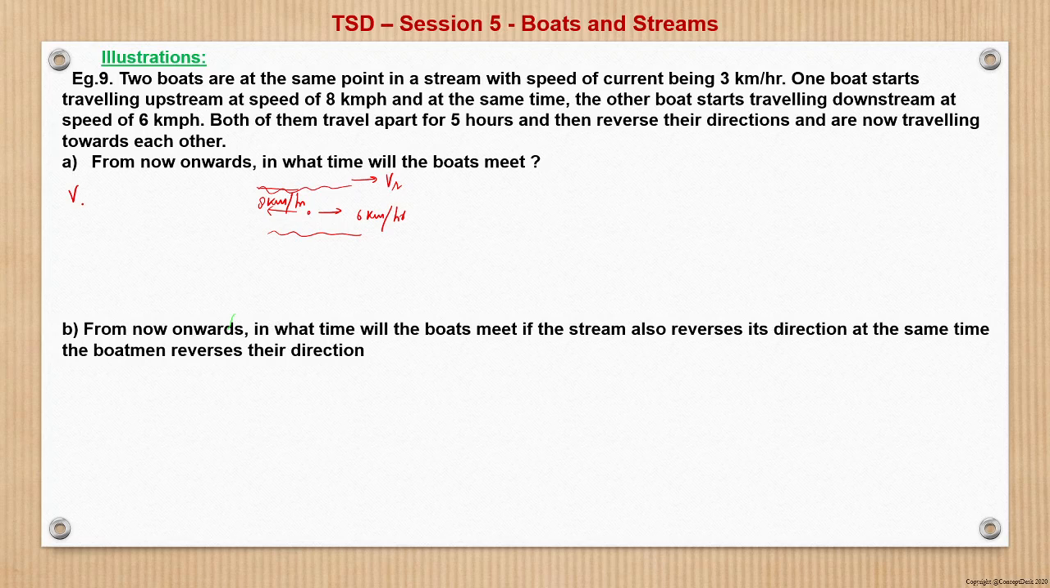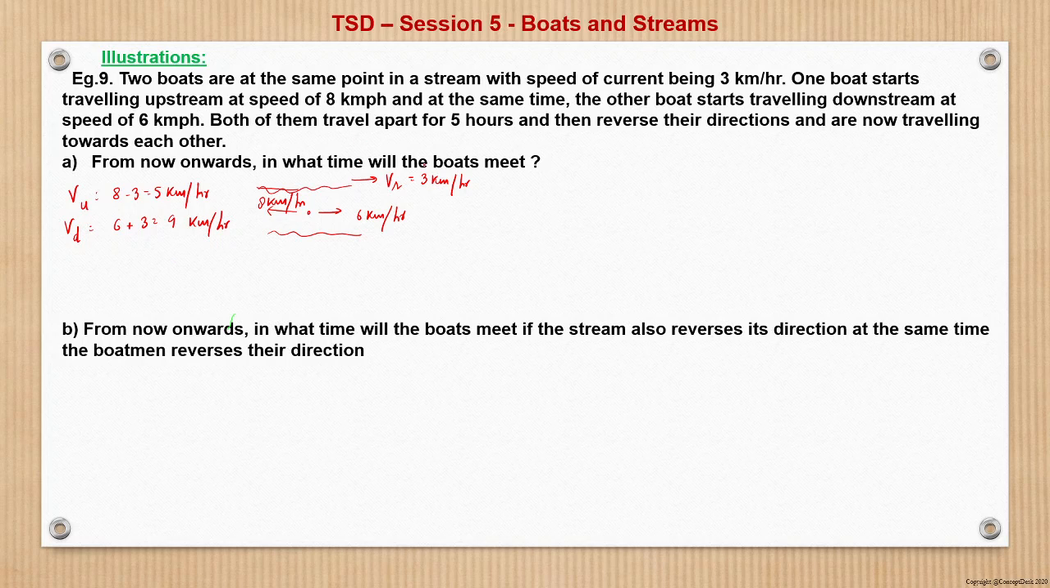So what will be the velocity upstream? That will be 8 minus, and VR is given as 3 km per hour. So it will be 8 minus 3, which will be 5 km per hour, and the effective downstream speed will be what? 6 plus 3, which is 9 km per hour, right?